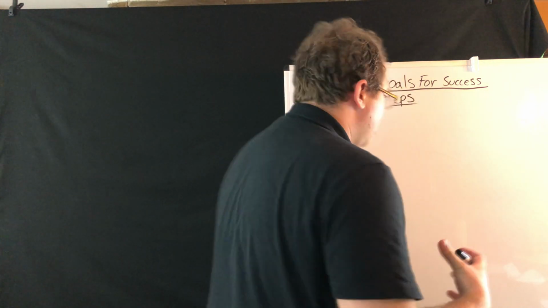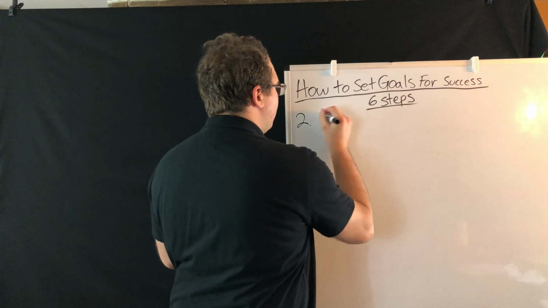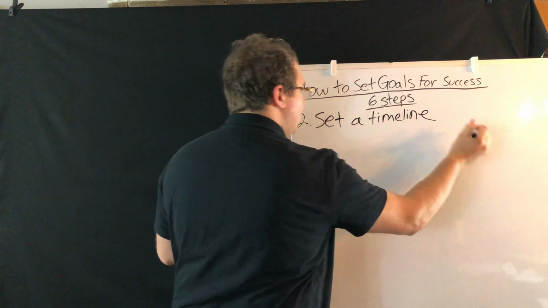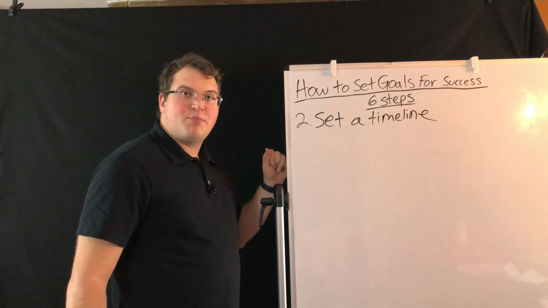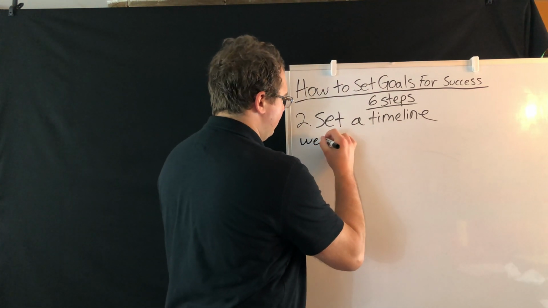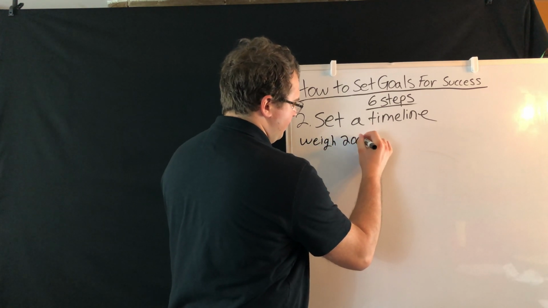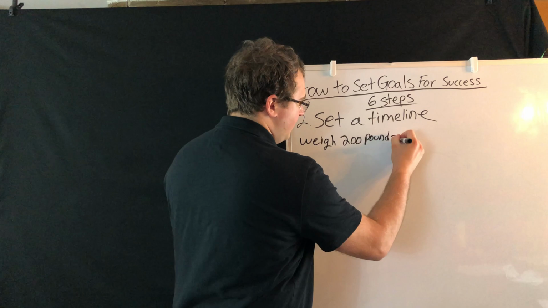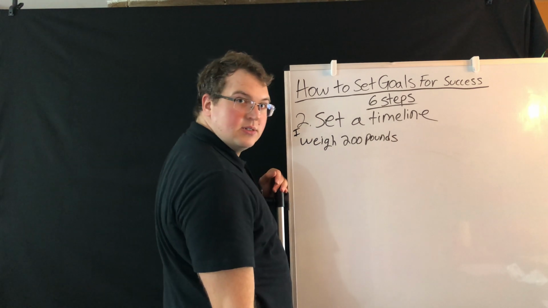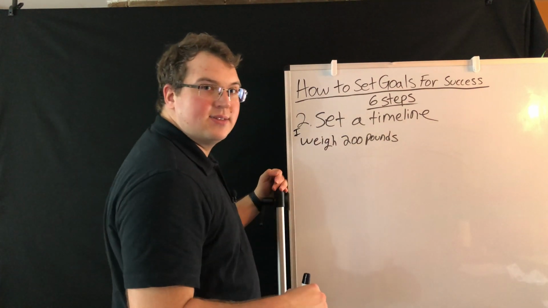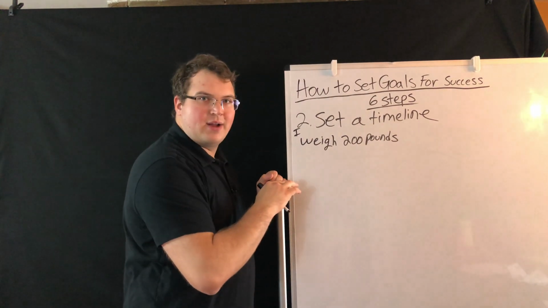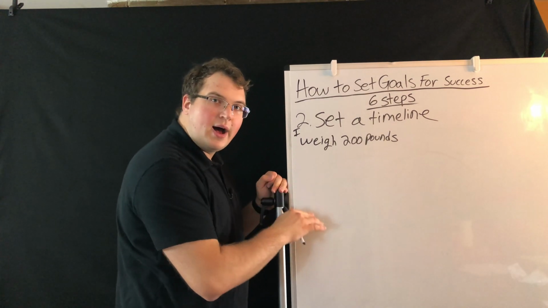The second step is a little bit easier. All you're doing is setting a timeline. Yep, that's right. You just set a timeline. Put a date on your goal. So let's say that I want to weigh 200 pounds. Cool? And I always put it as I weigh 200 pounds. Put this in present tense, not in the future. This has to be right now. Right now, I am 200 pounds. I am a millionaire. I have written 10 books.